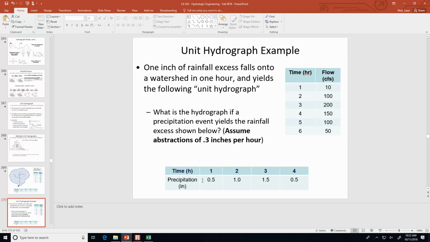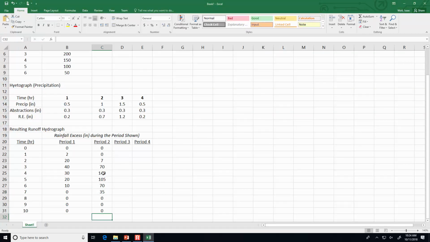So the 0.5 inches of rainfall meant there was 0.2 inches of rainfall excess, which meant during hour 1 there was 20. And then all of that first hour of rain is coming to the outlet in a delayed fashion, one step at a time. But at the same time as that hour 1 rainfall is making its way through the watershed, the hour 2 rainfall is also making its way through the watershed towards the outlet. So now we've got hour 2.